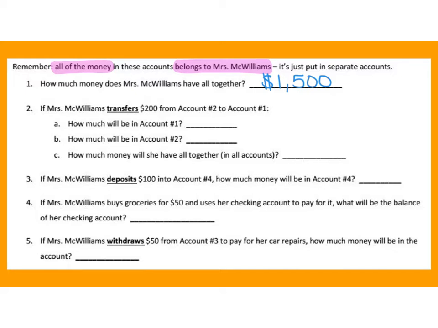If Mrs. McWilliams transfers $200 from account number 2 to account number 1, how much money will now be in account number 1? So we would need to go and look at how much money was originally in account number 1, Mrs. McWilliams' checking account. She had $250 in her checking account. If we were to add $200 to that, she would now have $450 in account number 1.